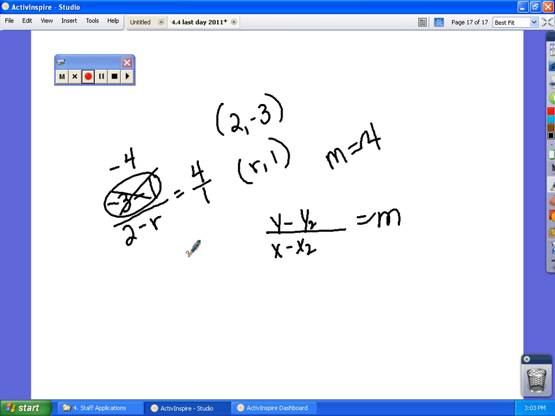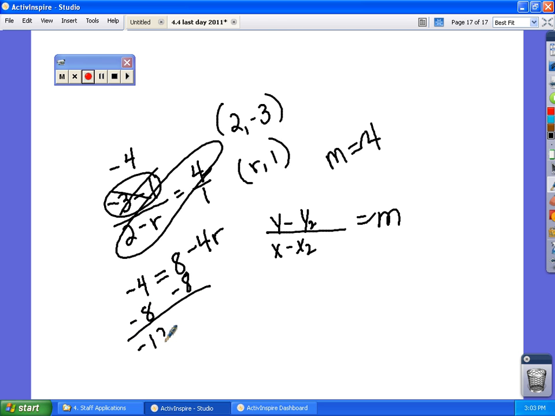And now what I'm going to do is I'm going to cross multiply. 4 times 1 is negative 4, which equals, and then here when you cross multiply, you have to distribute the 4 to both. So 8 minus 4r. And now I'm going to solve to get my answer of 3.